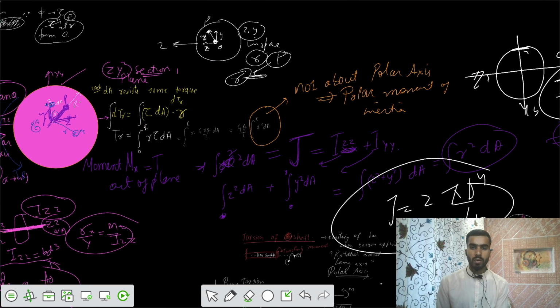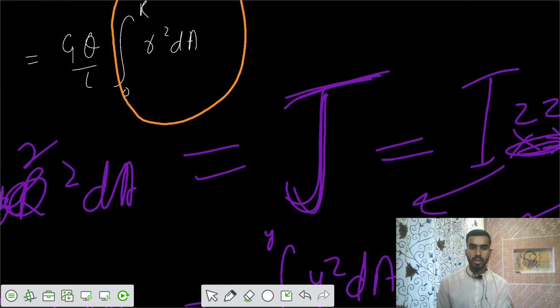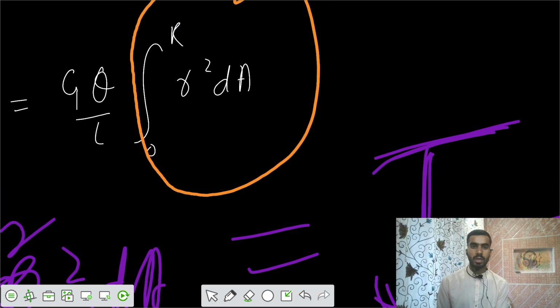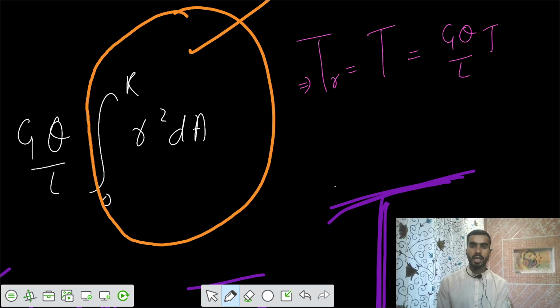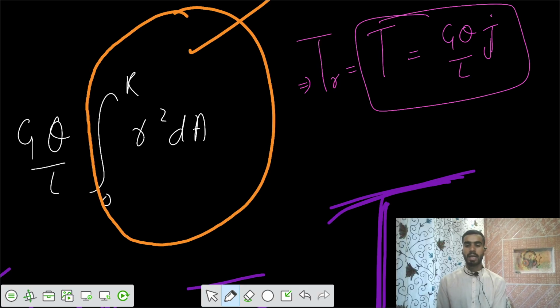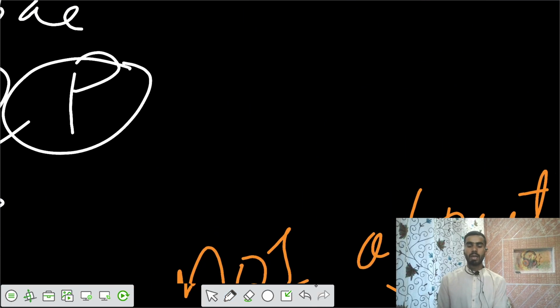So we got the equation now. If you zoom in, we got this value of G theta by r, G theta by L. So finally we got some value of T resisting, and that should be T equals G theta by L times J. So we got this equation. The torque equals G theta by L into J.